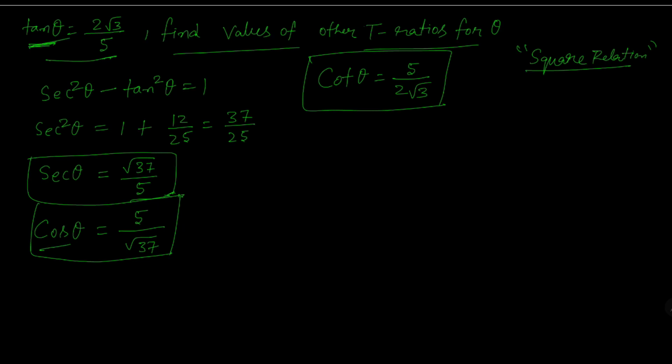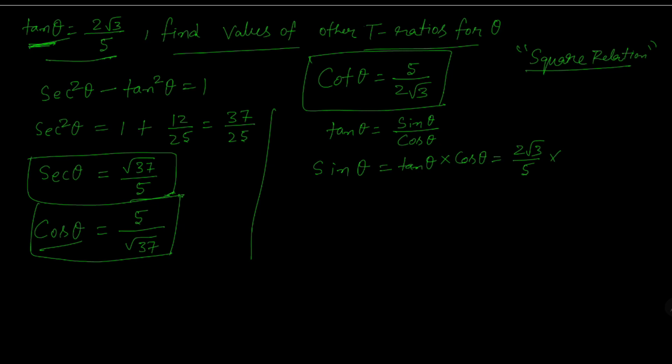Now we have tan theta and cos theta. From there, do you see that tan theta was actually sin theta by cos theta, right? So from here, sin theta will be equal to tan theta into cos theta, right? And what is tan theta? Tan theta is 2 root 3 by 5. What is cos theta? 5 upon root 37. Great. So we have 5 cancel and we have sin theta is equal to 2 root 3 upon root 37.